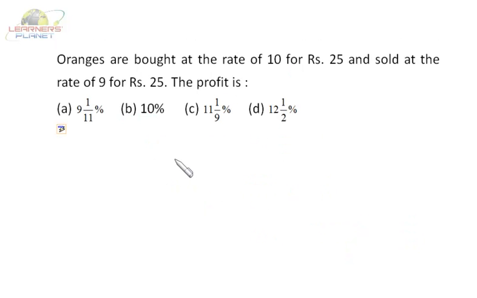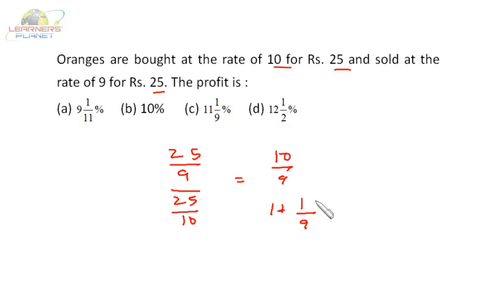Let's see this question. Oranges are bought at the rate of 10 for rupees 25 and sold at 9 for rupees 25. What is the profit percent? Now let's find out the SP by CP ratio. Selling price is 25 by 9 and cost price is 25 by 10. We are calculating the unit price. So it is 10 by 9 finally. So SP by CP is 10 by 9, that is 1 plus 1 by 9. So profit part is 1 by 9. If we convert it into percentage, it will be 11 1 by 9%. I'm sure you are clear.